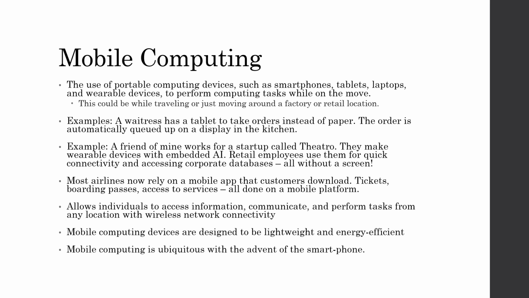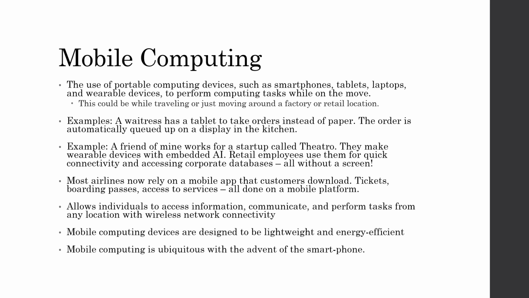I've got a couple examples here. You could have a waitress who, instead of writing her orders down on a piece of paper and then passing that back to the kitchen, has a tablet there, and she takes orders on the tablet. And I've seen this in several restaurants that I go to on a regular basis, where they put the stuff in, and it gets electronically transferred back to the kitchen. The order is automatically queued up.